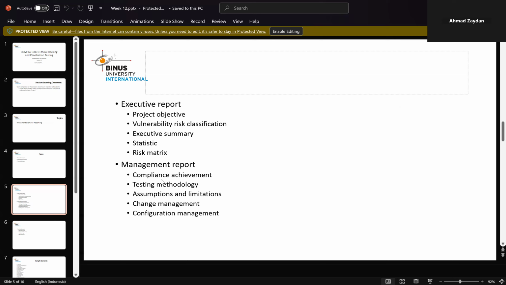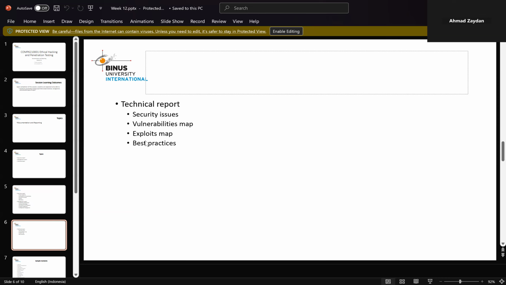And then there's the management report. Now, the management report contains compliance achievement and testing methodology. This includes the process and which methods we use to do the penetration testing, even before penetration testing, like information gathering and enumeration, etc. Assumptions and limitations. This is based on the vulnerability that is exploited to gain access, and the process of creating backdoors. Also, during privilege escalation as well. Change management, and then configuration management.